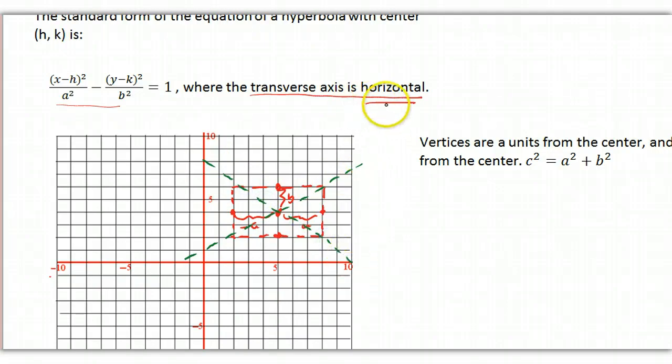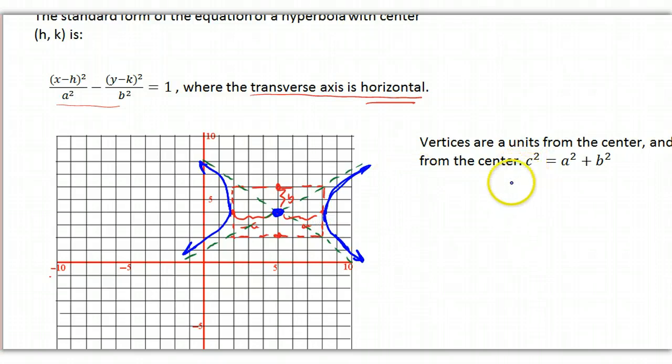And since the transverse axis is horizontal, let's do the hyperbola in a different color so we can tell it apart. The hyperbola looks like this. It does not touch the asymptotes, it approaches them. The hyperbola does not touch the center. The center is right there, but that's not part of the actual hyperbola. Here's the hyperbola right here.